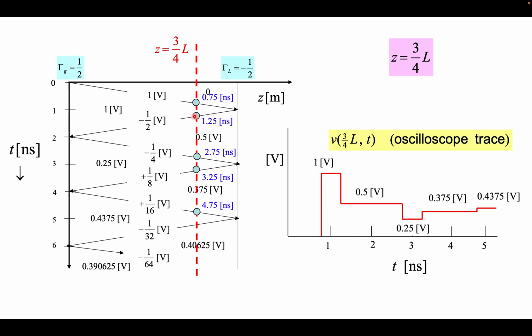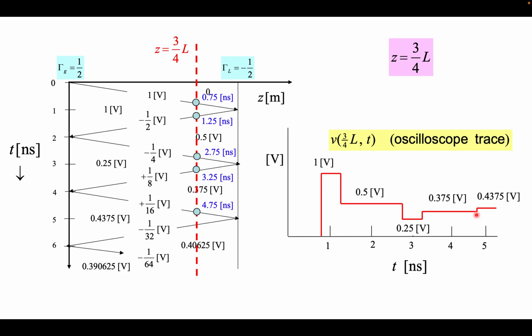Now from 1.25 nanosecond to 2.75 nanosecond, you are in this boundary, and the voltage here is 0.5 volt, right? So your diagram will drop at 1.25 to 0.5 volt and keep going till 2.75 nanosecond. And from 2.75 nanosecond to 3.25 nanosecond you are in this region and the voltage is 0.25 volt, right? And then from 3.25 to 4.75 nanosecond, it is 0.375 volt, and then you can keep drawing it, right?